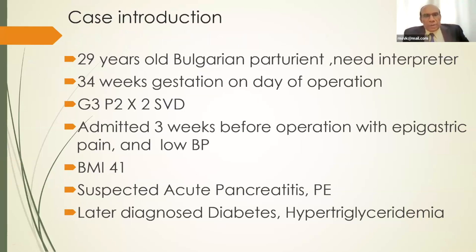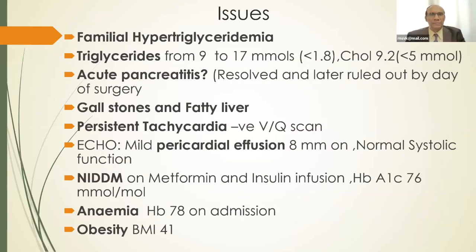She is gravida 3, para 2, with 2 spontaneous normal deliveries. She was admitted to the hospital 3 weeks before the operation with epigastric pain and low blood pressure. She had a BMI of 41 and was suspected of acute pancreatitis and pulmonary embolism. Later on she was diagnosed with diabetes and hypertriglyceridemia.